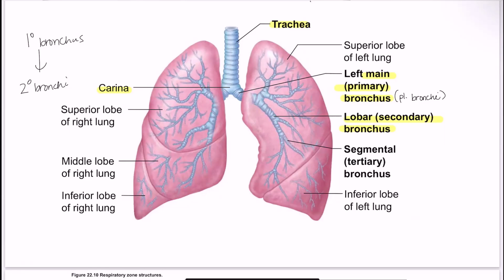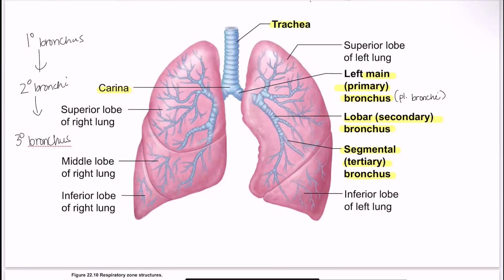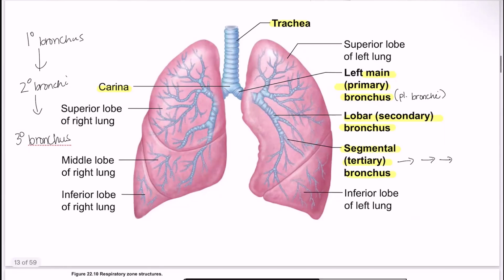And then lastly, those bronchi keep branching and branching until they're segmental or tertiary bronchus. And each of the lobes get a bunch of those too. And then these tertiary bronchus get smaller and smaller until we can't really call them bronchi anymore. We call them bronchioles, or little bronchi.